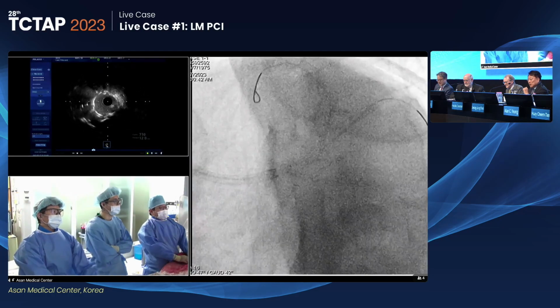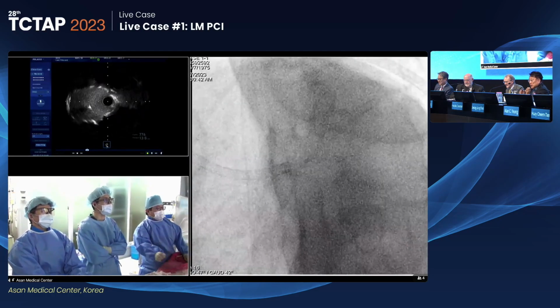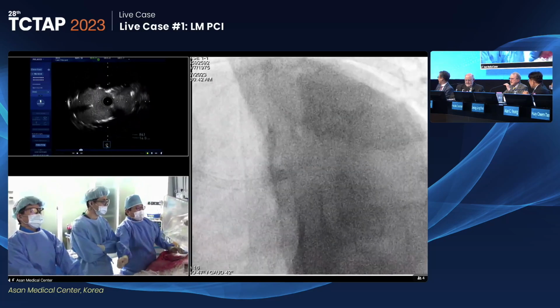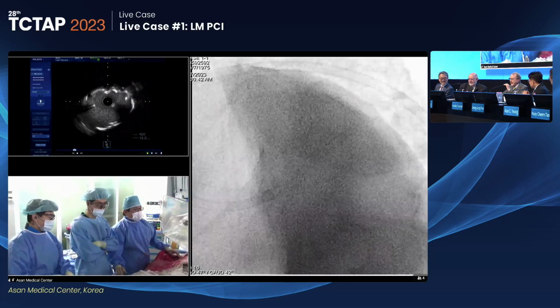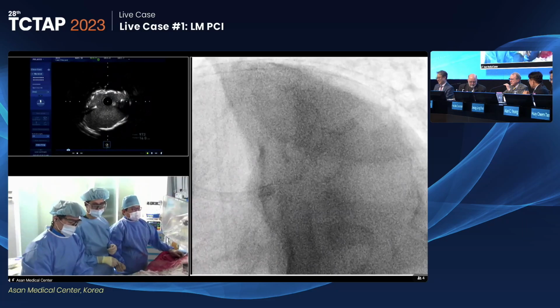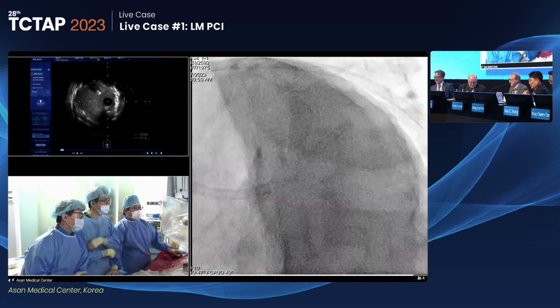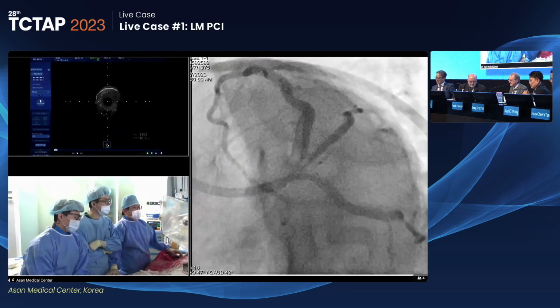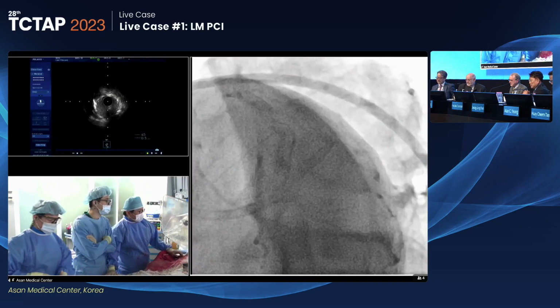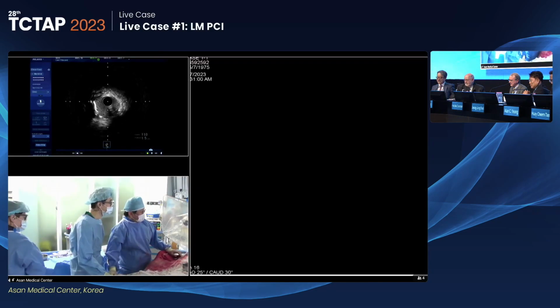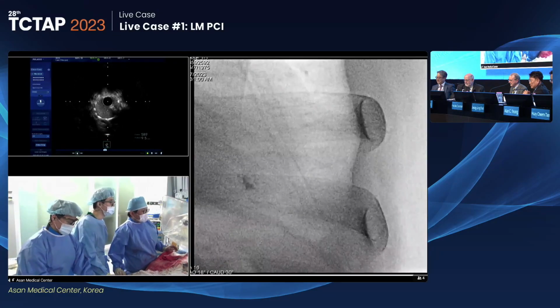Great. So, Dr. Han, great case. I'd really like to remove the wire. Can we see a regular RAO projection to see the whole circumflex? RAO projection without much magnification, so we see everything.